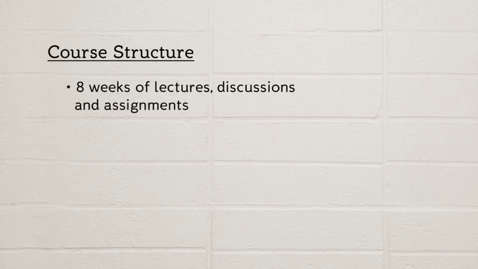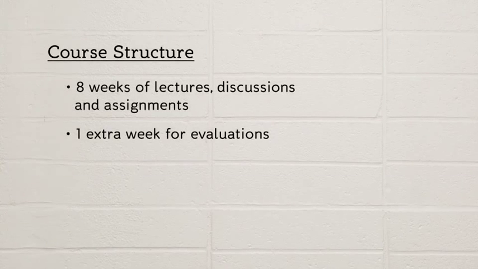This course is designed to be 8 weeks of lectures and discussion and assignments with an extra week at the end to do final assessments, evaluations, and a little bit of back and forth and other kinds of surprises that we might cook up as we go along. So 9 weeks in total. It is an art history class that's designed for artists, but it is meant to include everyone.